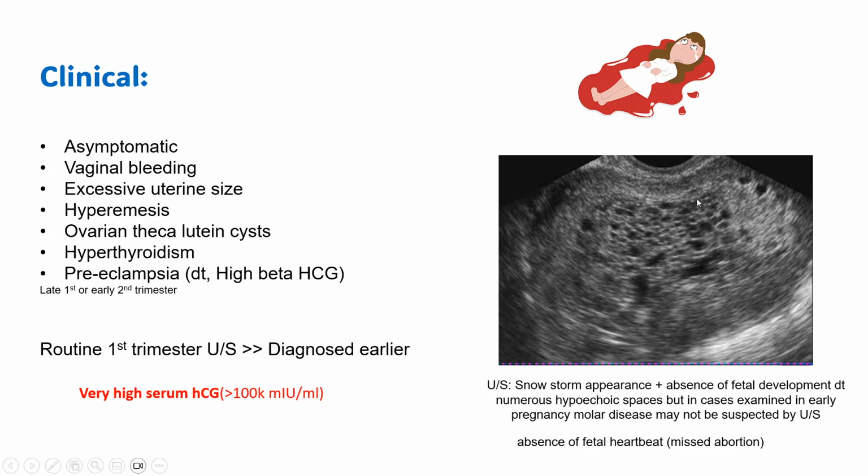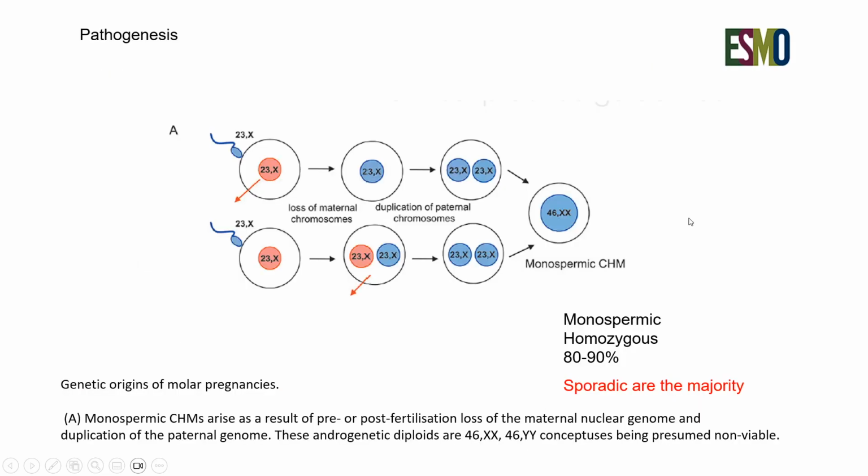But let me be frank with you, in the very early stages things are not so classic in the ultrasound or in the pathology, but at least you will suspect it and you will find it on the follow-up together with beta hCG in the ultrasound, okay? She might come complaining of vaginal bleeding, excessive uterine size, hyperemesis, ovarian theca lutein cysts, hyperthyroidism, and maybe preeclampsia owing to the very high hCG level, which is more than 100 kmIU per mL. And this is her ultrasound, we've seen it before.